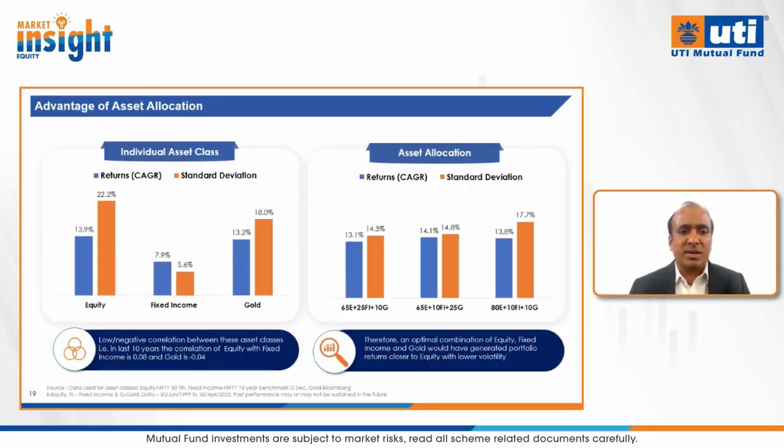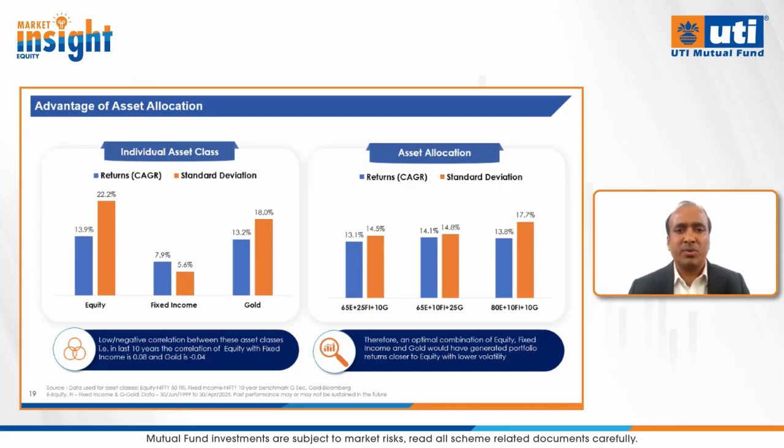Equity has potential to generate high returns, but at the same time, volatility of equity as an asset class is much higher than any other asset class. Fixed income volatility is low, but at the same time, return potentials are also much lower as compared to the other two asset classes. Gold has performed well, but at the same time, gold has negative correlation to equity.